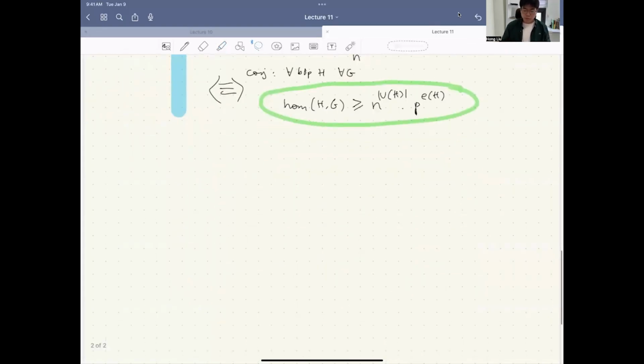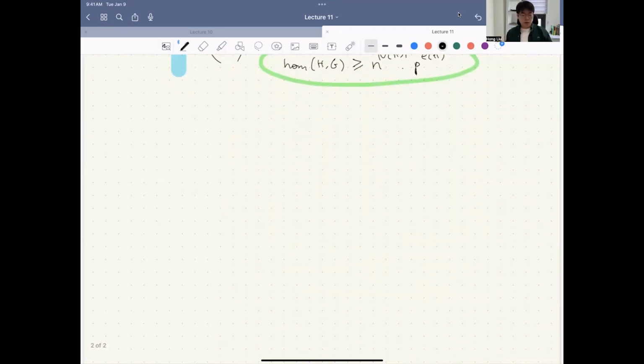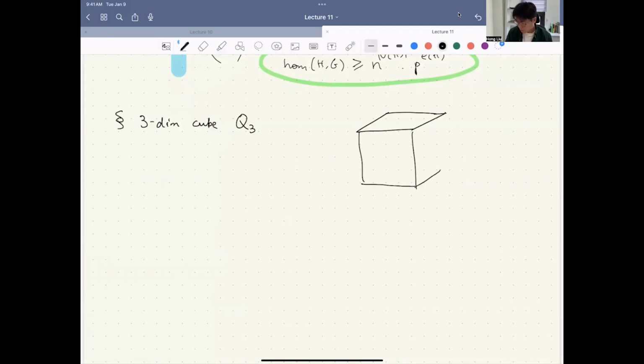So the first result we will see today is a bipartite Turán result for a very symmetric graph, the 3-dimensional cube. Let's write Q3. How does it look? It looks like this. Okay, this is the 3-dimensional cube.